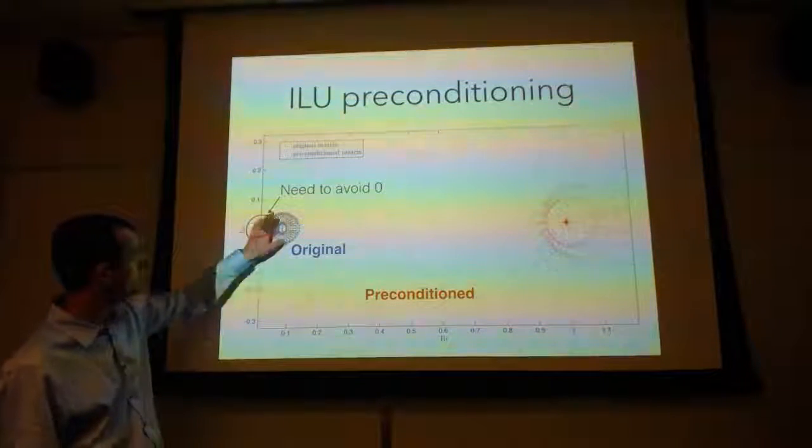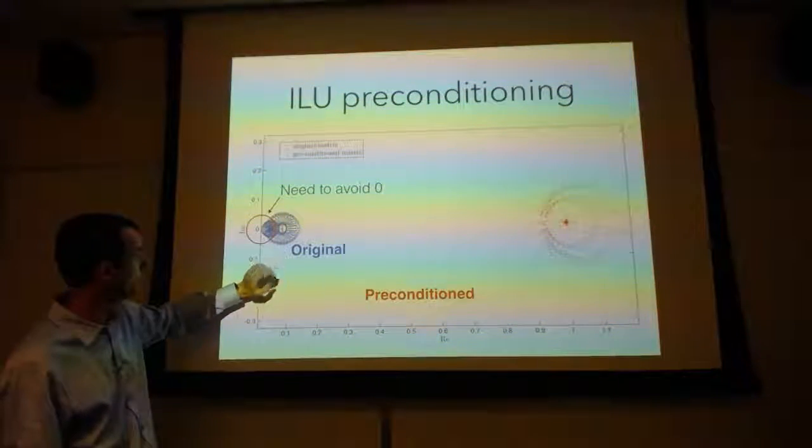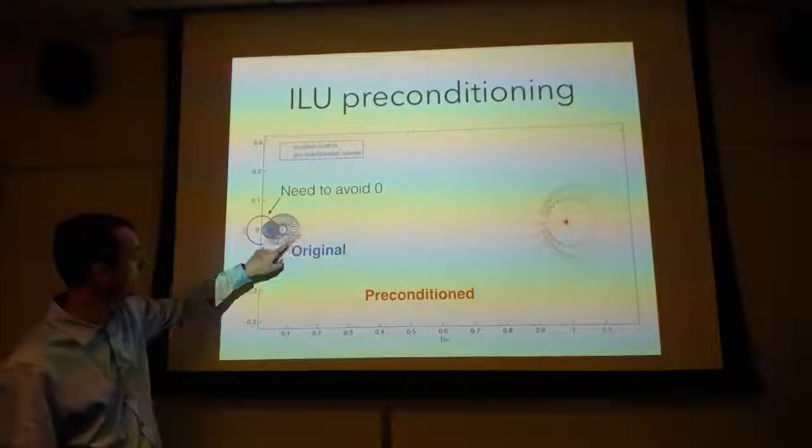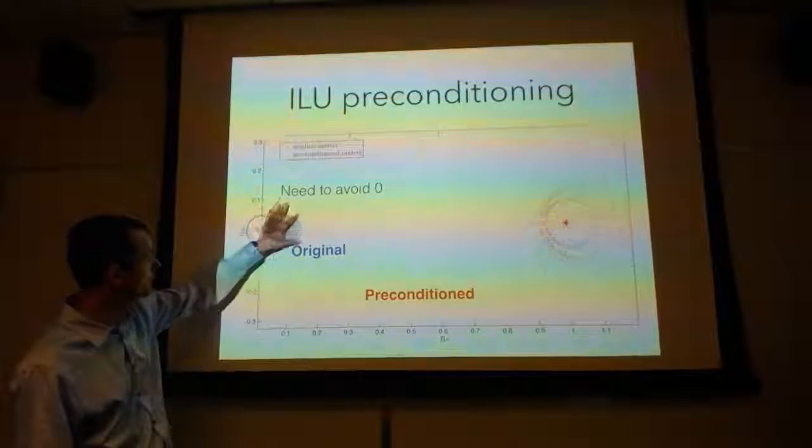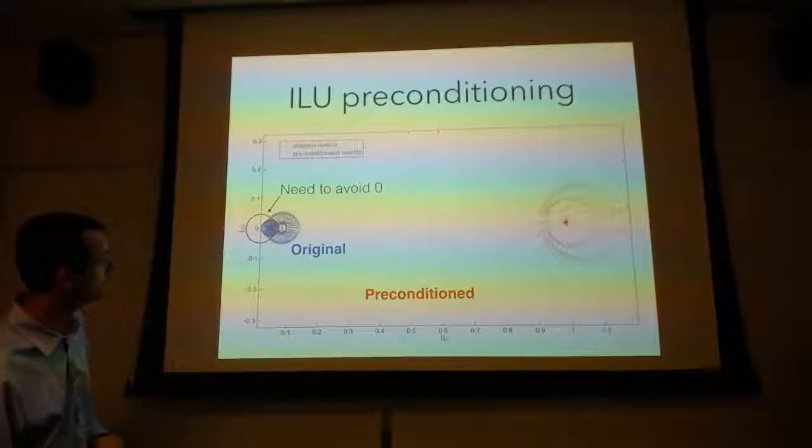So this is, for example, the original eigenvalues. 0 is here, so you can see that this is typically a very bad case, right? The eigenvalue is very close to 0, with a dense distribution of eigenvalues up to here. No apparent clustering, so it's very, very bad.